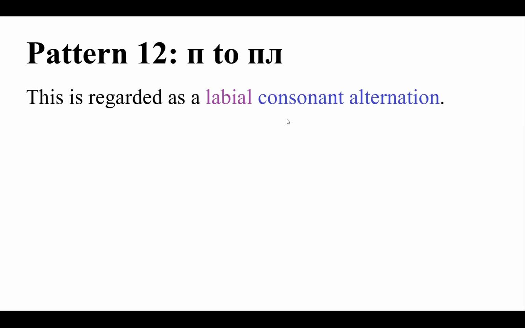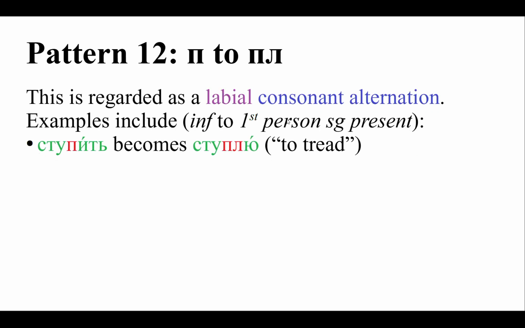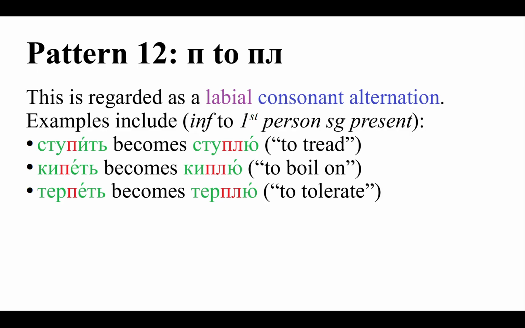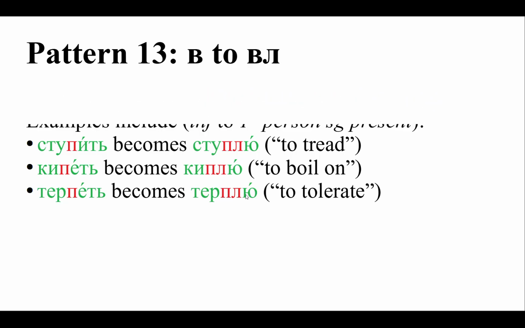Okay, labial again. Stupit, to tread, to step on something, becomes stuplu. Kipet, to boil, becomes kiplu, I boil. Terpet becomes terplu, to tolerate. This one, terpet, is to tolerate, and terplu means I tolerate something. Yeah. 13. V to vl, same logic.